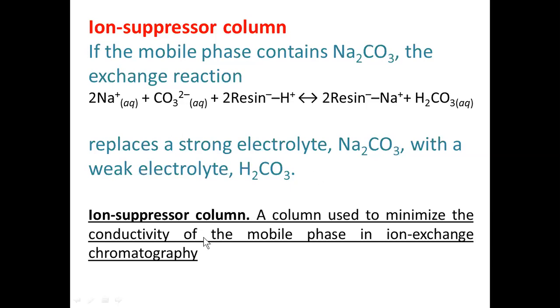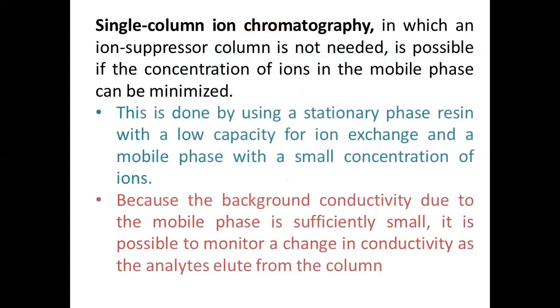So what is an ion suppressor column? It is a column used to minimize the conductivity of the mobile phase in ion exchange chromatography. So very important, it is a second column. It is also called a suppressor column, which is used to suppress the electrical conductivity of the mobile phase in ion exchange chromatography. We can also use single columns without using the second column.